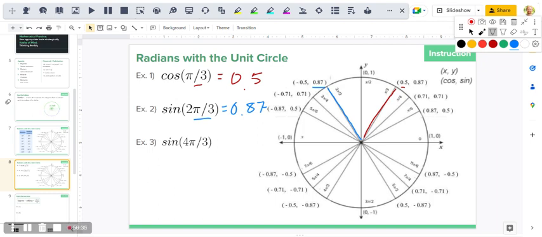And the last one here, I'll do in yellow. We have sine of 4 pi over 3. We move our way to 4 pi over 3 on our unit circle, which is down here. And we're taking that second value, so it's that negative 0.87.